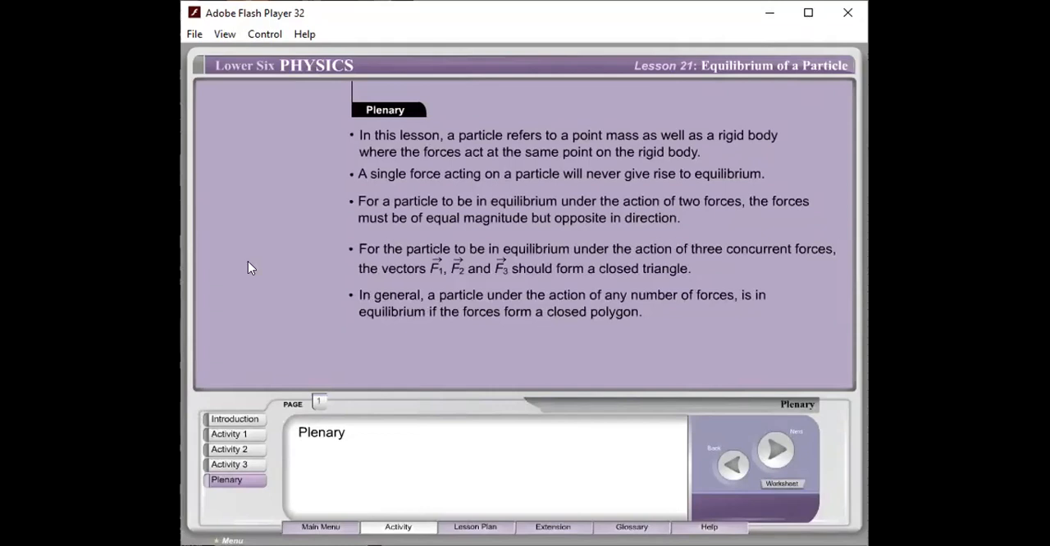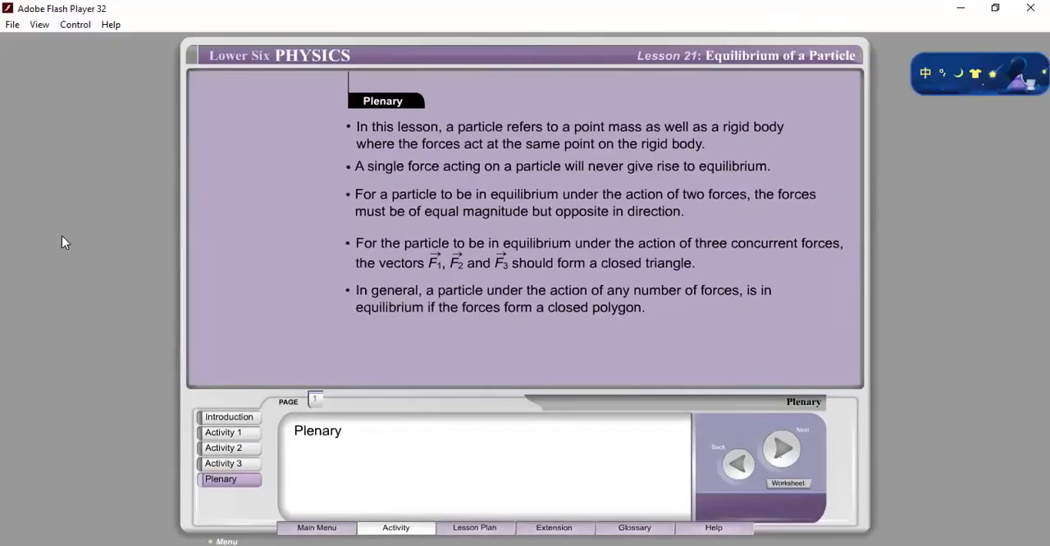As a conclusion, in this lesson, a particle refers to a point mass as well as a rigid body where the forces act at the same point on the rigid body. A single force acting on a particle will never give rise to equilibrium. For a particle to be in equilibrium under the action of two forces, the forces must be of equal magnitude but opposite in direction.